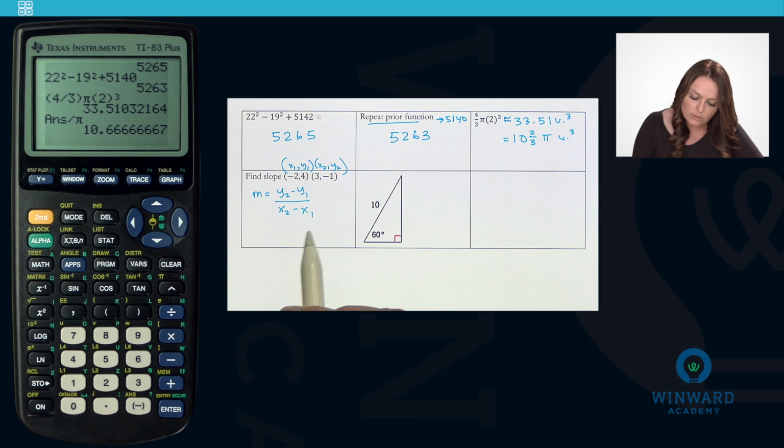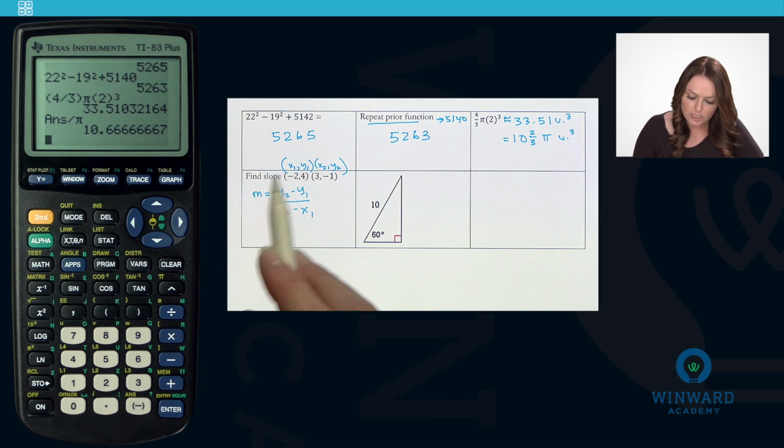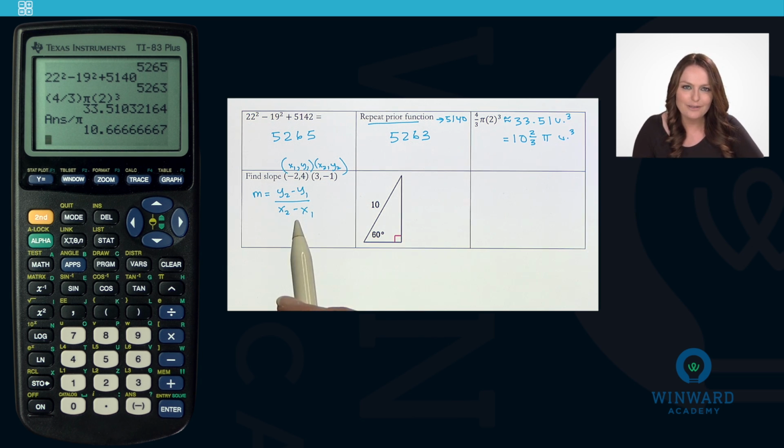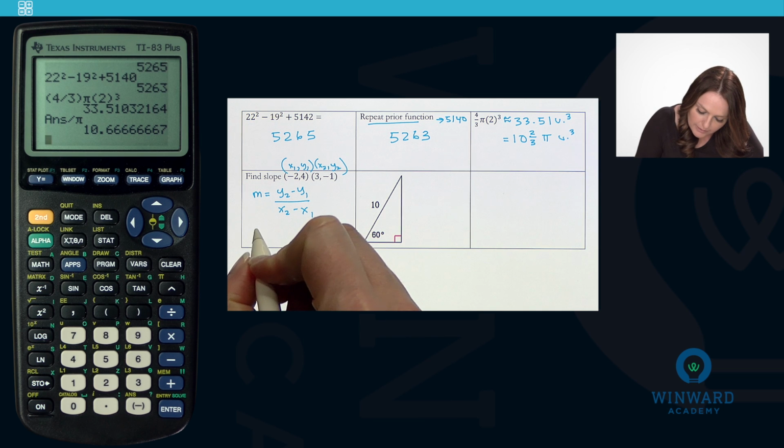And again, we have a whole lesson on lines. We do a lot of discussion about slopes. So if you're feeling a little shaky with slopes or with equations of lines, you should definitely check out that lesson. All right, so how will we calculate slope?